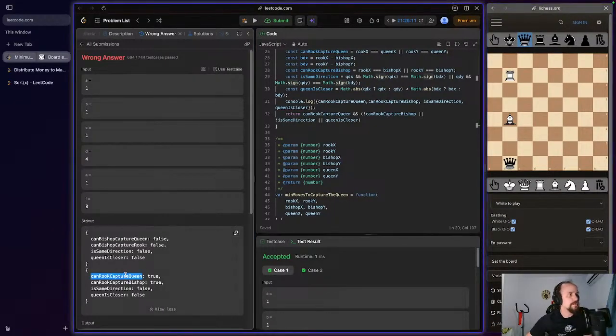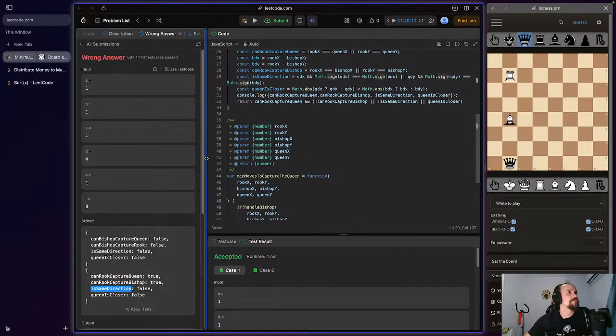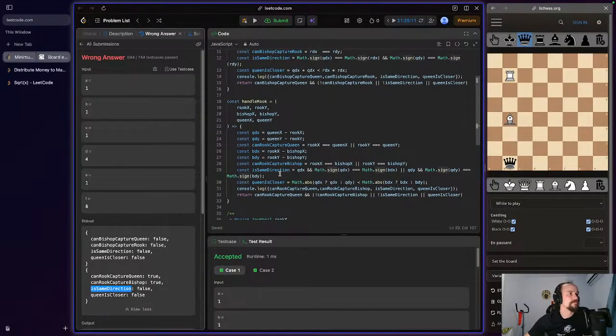So rook can capture queen, that is true. Rook can capture bishop, which is also true. Are they in the same direction is false. That should be true. So let's take another look. QDX, QDX, BDX, QDY, QDY, BDY.